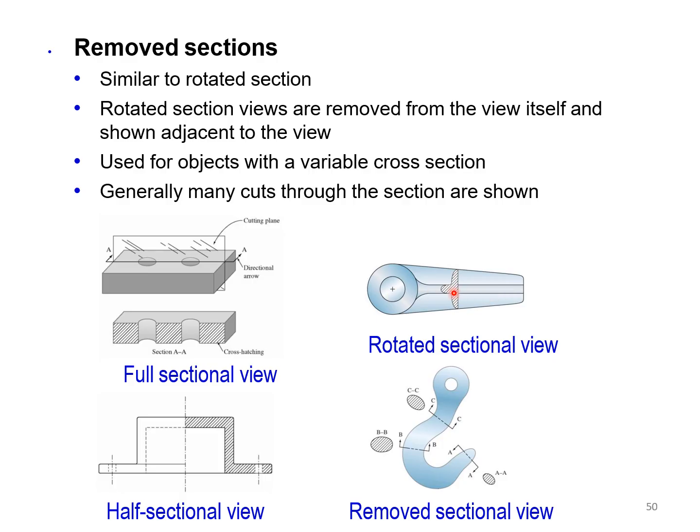That's the rotated section. We just cut a part of the section, not the whole thing. That's the half sectional view. We kept this part as it is, as the exterior, and that's the interior one. That's a full cross section, and this is the removed sectional view. You can see that's section AA, showing the shape of the elliptical part here. For BB we show this one, and the CC, because they are going to be different. So the removed sectional view is always going to show many cuts through the section, each different.